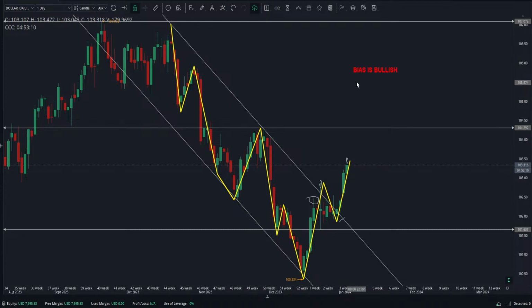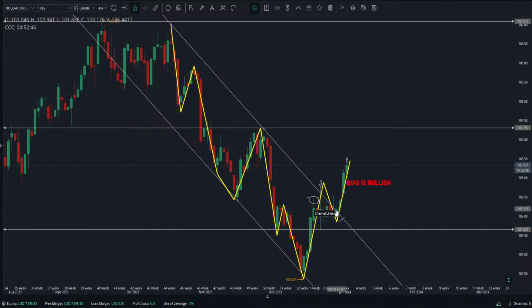Okay, so here we keep it close to the next day, so that we know in advance that the bias is bullish. So we will only be buying the US dollar against the other currency pairs. Okay, now what is the next level of resistance? The next level of resistance is 104.29. What is the level of support on the downside? The level of support on the downside is 101.63.